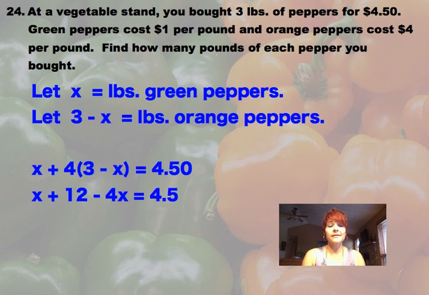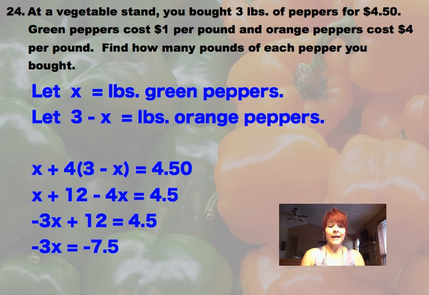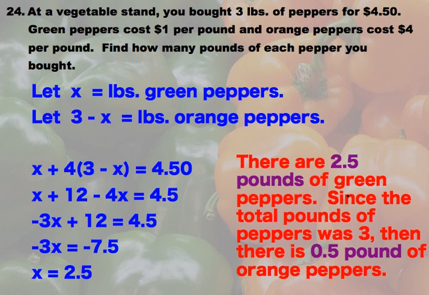And then we combine the X's, since they're both on the same side, and that gives us negative 3X plus 12 equals 4.5. Now we're going to subtract 12 from both sides and get negative 3X equals negative 7.5. Divide by negative 3, and you're going to find out that X is 2.5. Knowing that, that means that there are 2.5 pounds of green peppers, and since the total pounds of peppers was 3, then there has to be a ½ pound of orange peppers.